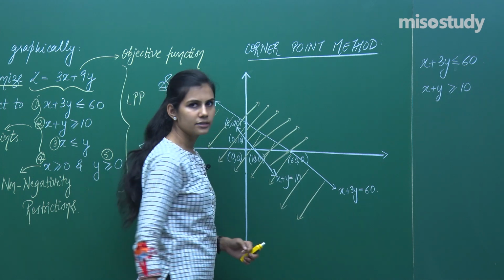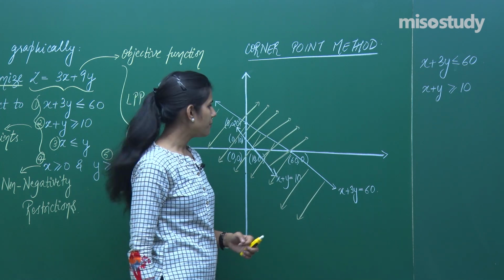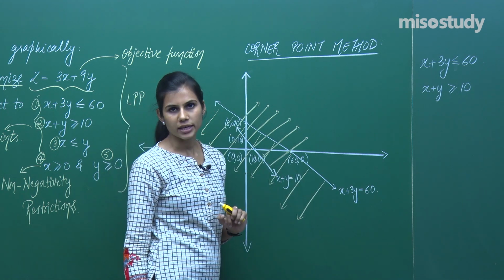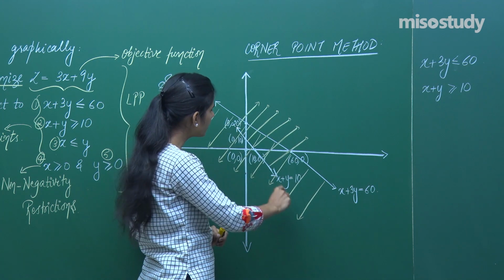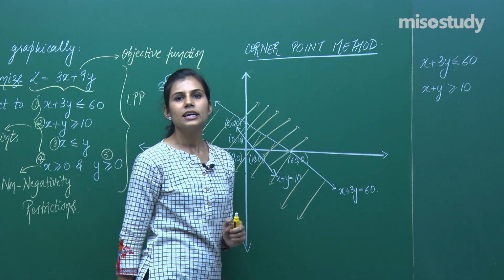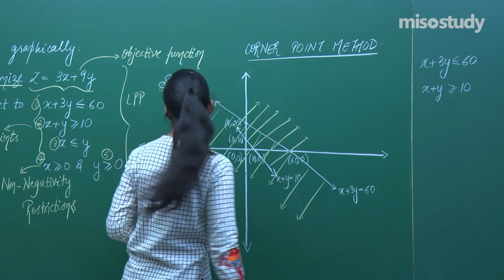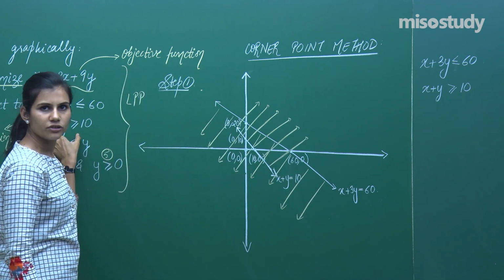Everything on this side of the line is going to be the region represented by x plus y greater than or equal to 10. Fine. So points on the line and points on this side of the line represent the region represented by the second inequation.